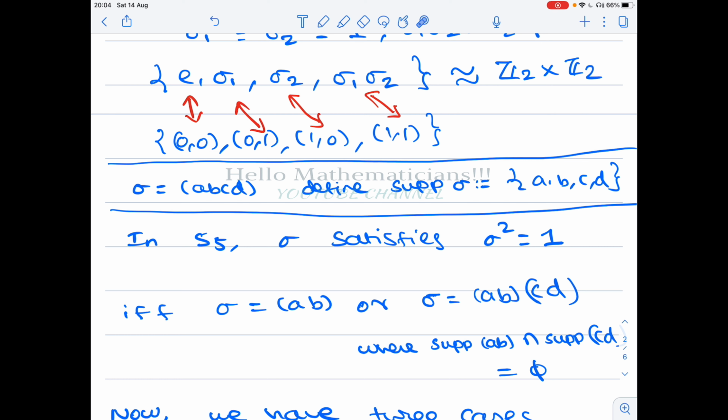Now suppose sigma is a 4-cycle (a b c d), for some numbers a, b, c, d. We define the support of a cycle to be the set containing a, b, c, d. This is one notation we are going to use in the subsequent discussion, so we define this notion of support.